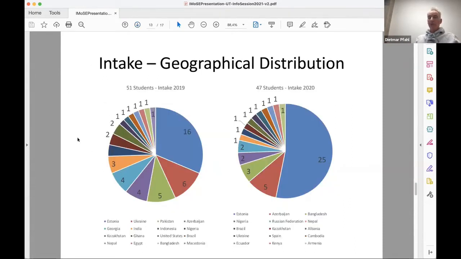Geographical distribution of the actual intake. So this is not the geographical distribution of the applications, but of what is actually the intake. You can see the blue part, this is 2019, this is 2020. In 2019, one third was Estonian, and last year it was more than half of the students Estonian, and the rest, quite a few come from Ukraine, Russia, Azerbaijan, etc. But we have also students from Africa and Asia. So there is a chance, and of course we welcome good students from all countries.